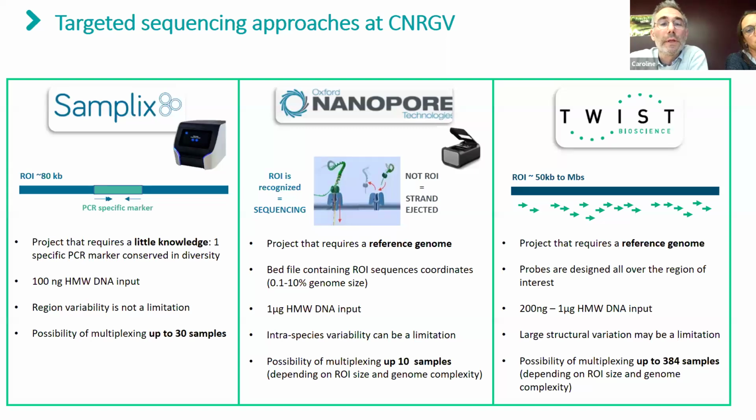Then Nanopore is quite good also because you don't need any specific machine except the sequencer, and you give the reference genome, and then you receive your sequence of interest. And at the end, you have the Twist, and with Twist you can multiplex a lot of samples. You need a reference genome, and you can also capture a very large region of interest. So the first two, Simplex and Nanopore, are in progress in the lab, and Twist was validated and is now proposed by the CNRGV as a service.